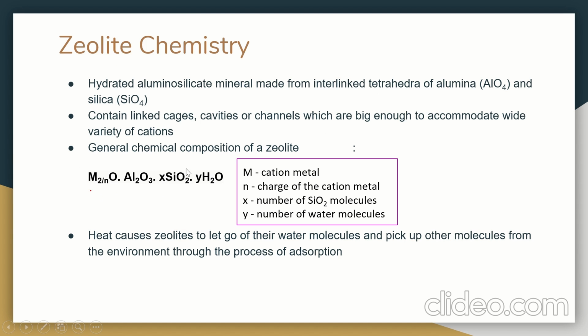x in front of silicon dioxide refers to the number of moles of silicon dioxide molecules. It shows the ratio of silica to alumina. And y here refers to the number of water molecules. The special aspect of this structure is that the water moves freely in and out of these pores, but the zeolite's framework remains rigid. Heat causes zeolites to let go of their water molecules and pick up other molecules from the environment through the process of adsorption. Zeolites have a high capacity for adsorption. Adsorption here means the process by which molecules bind to a surface.